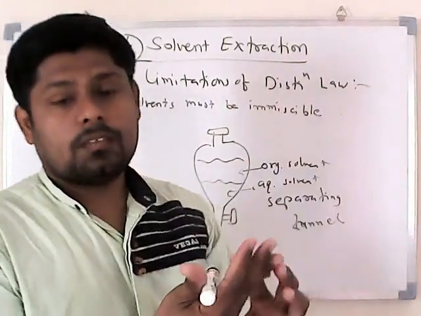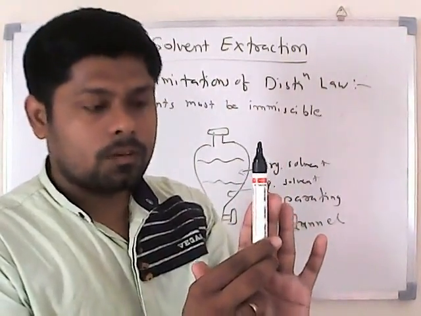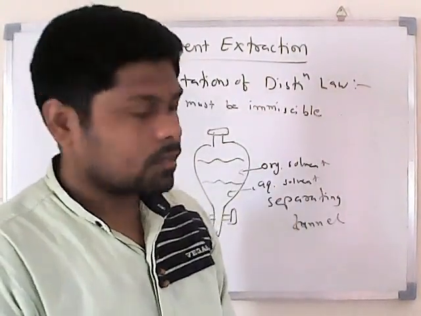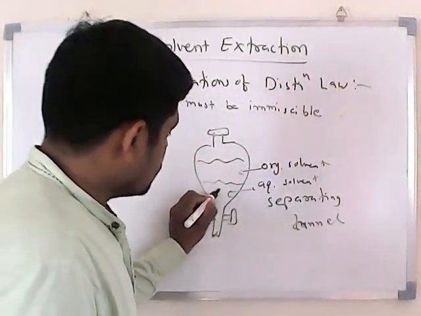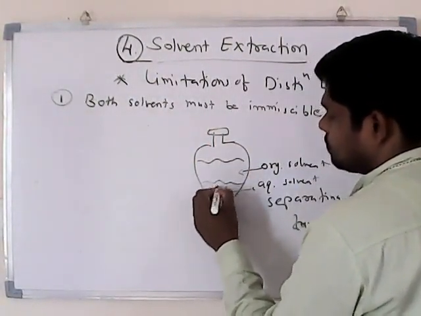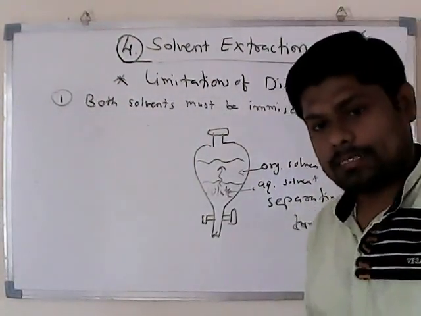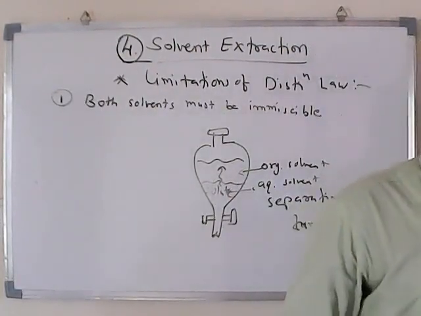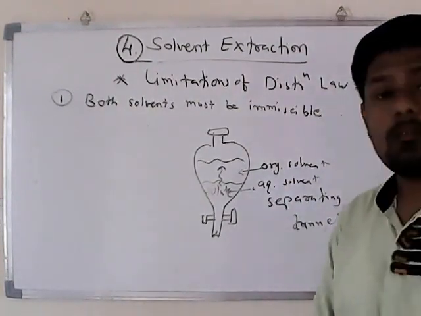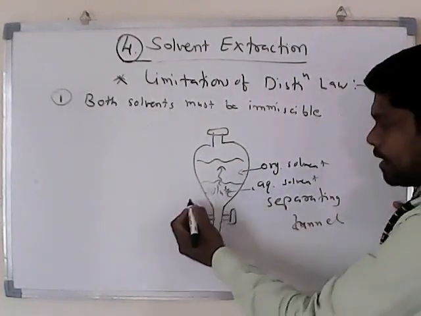Then you let the separating funnel stand on a stand. Keep it for equilibrium. Then these 2 layers separate from each other, and at that stage your solute is separated, or we can say extracted, from the aqueous phase to the organic phase. So both solvents must be immiscible in nature. One more point, or one more question, is there. Here the aqueous layer is at the bottom.